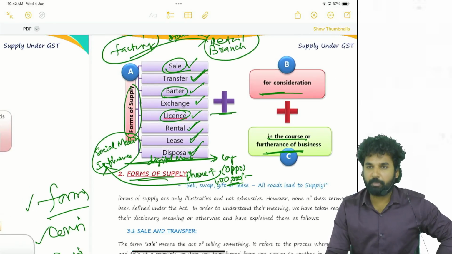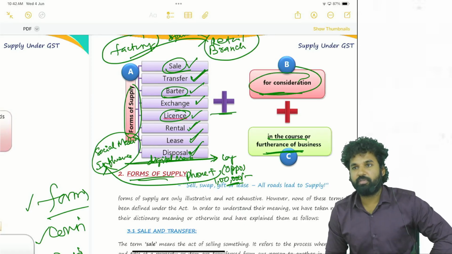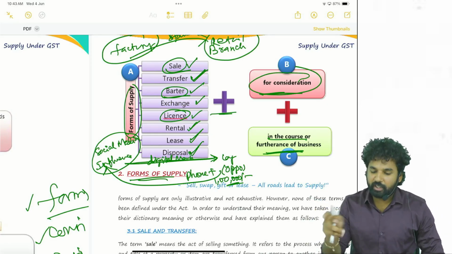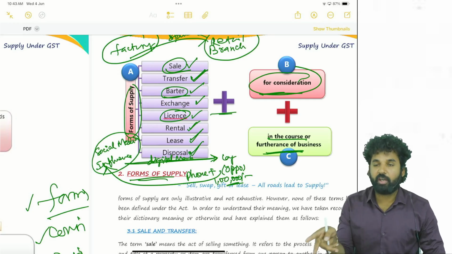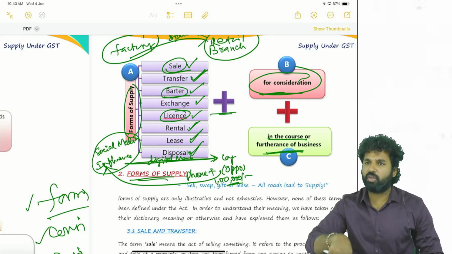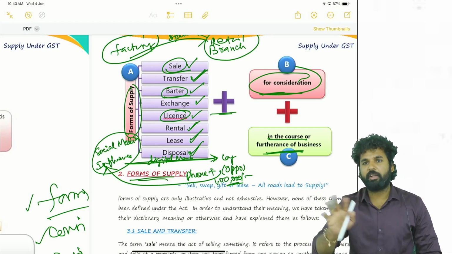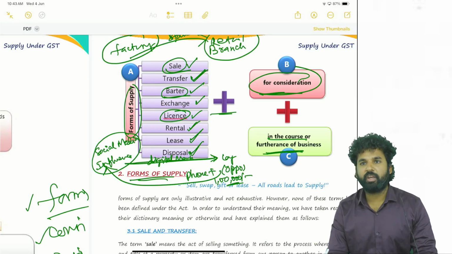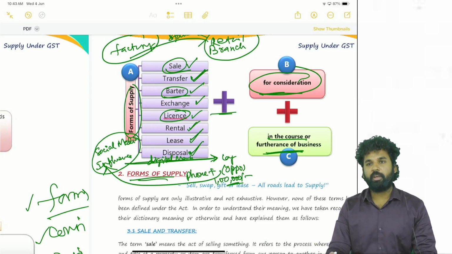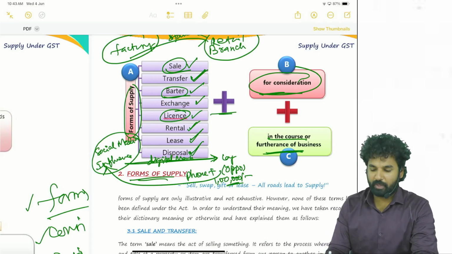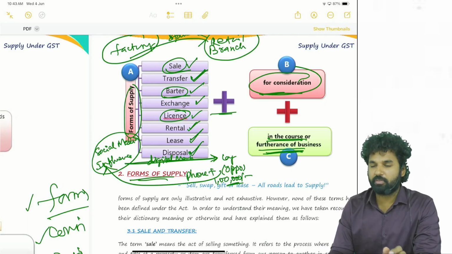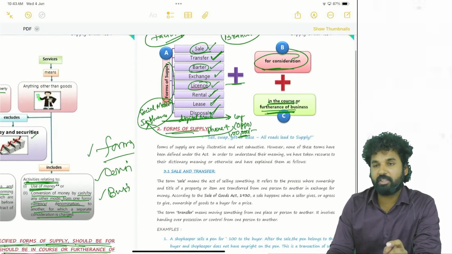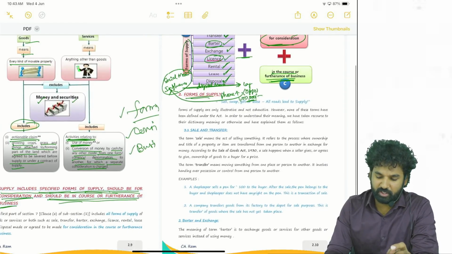So if this form of supply is made for consideration, when you are selling it for consideration, when you are transferring it for consideration, when you are exchanging it for consideration, barter is also for consideration only, no? Against a good, we are releasing a good. So whenever you are doing it for some consideration, and that too in the course or furtherance of business, then it will come under the definition of supply. We have seen the forms of supply. Now we need to consider the definition of consideration.